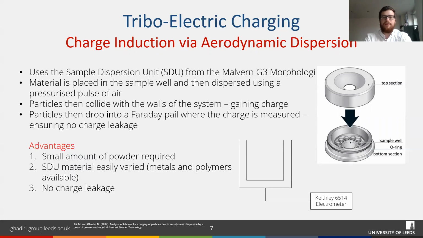So some of the advantages of this method is that it's a very small amount of powder required to give you an accurate depiction of the charge transfer. So in my case, it's usually less than 20 milligrams of powder that we use. And the sample dispersion unit itself can be very easily varied. So you can test your sample against a variety of different metals and polymers. So just off the top of my head, we have steel, copper, aluminium, brass, PTFE. And due to the nature of this method, with the particles dropping directly into the Faraday pail, this should mean that there's no charge leakage, as the charge on the particles can be measured immediately after dispersion.